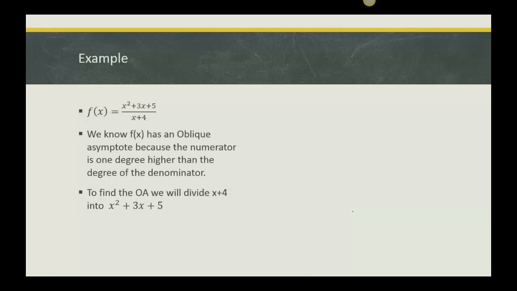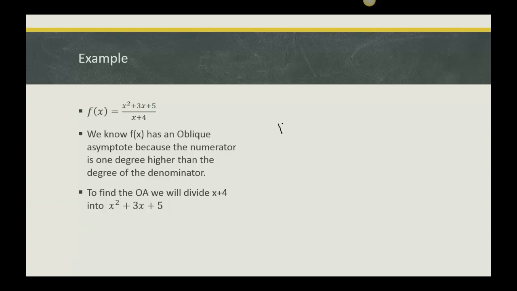All right, so what we need to get through is, how do we find the oblique? So let's start with this example. I have x squared plus 3x plus 5 over x plus 4. So definitely we know there's an oblique asymptote here because the numerator is 1 degree higher than the denominator. But the trick is we need to do division. So we need to divide x plus 4 into x squared plus 3x plus 5. So again, I'm going to write on here for you. It doesn't come out great, but it'll be okay.